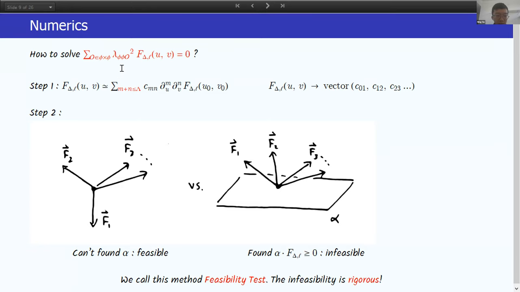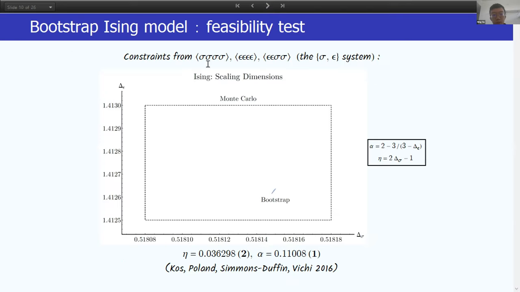Here I only discussed a simple case. It's a four-point function for identical four scalars. But it's the same if we consider more correlators. So let's consider the correlator of sigma and epsilon. Sigma is the spin operator in the Ising model. Epsilon is the energy operator in the Ising model.